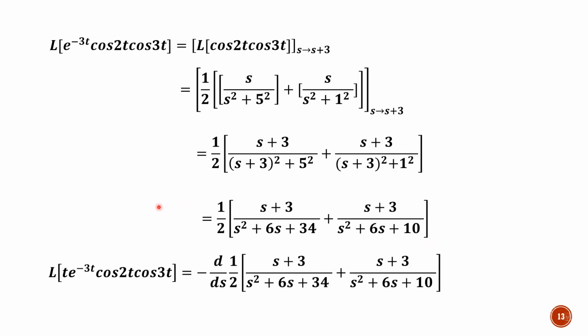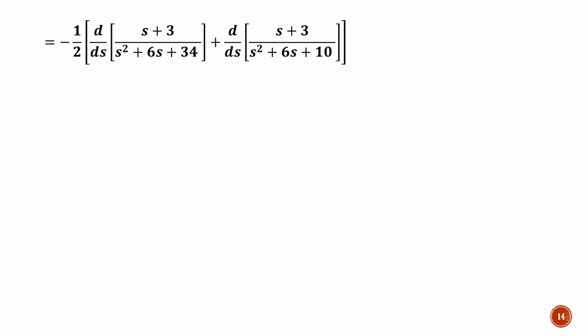Next we have the function as t into this. So whatever answer you have got in the previous step, differentiate that once. First we calculate L of cos 2t cos 3t, then whatever answer we have got, we replace s by s plus 3. Then simplifying that, now whatever answer we have got for this, we have to differentiate that function once. So minus d by ds of this. Half can be taken outside, and then differentiating both the functions with respect to s.